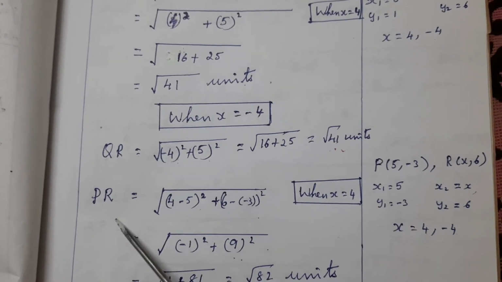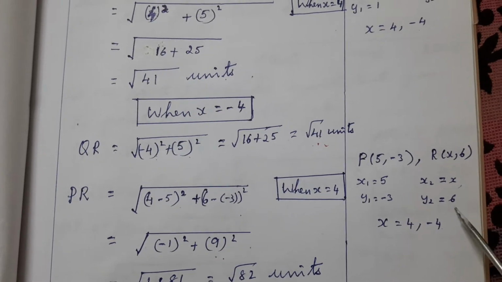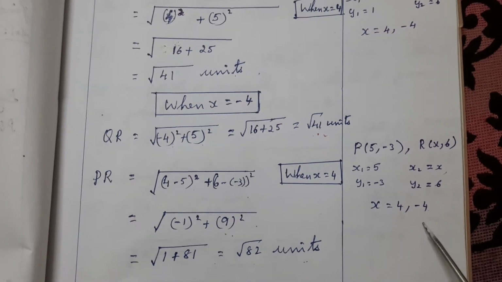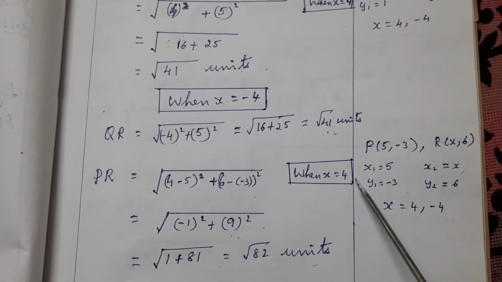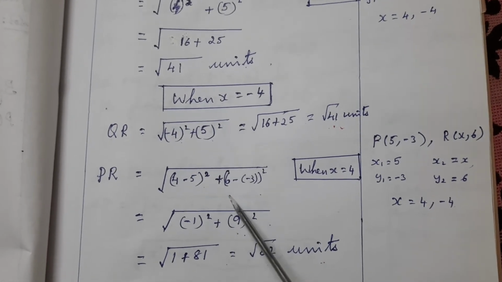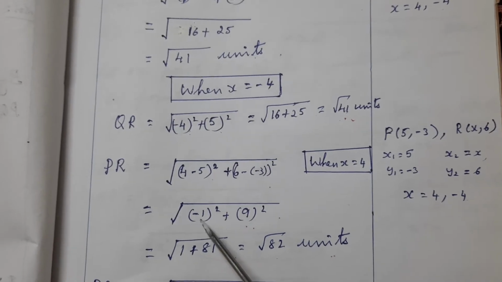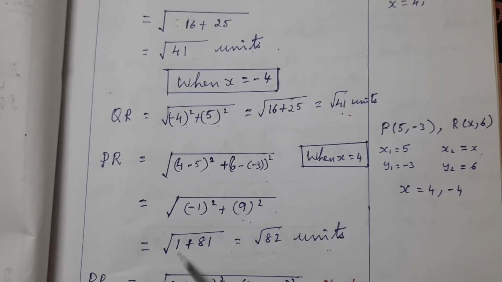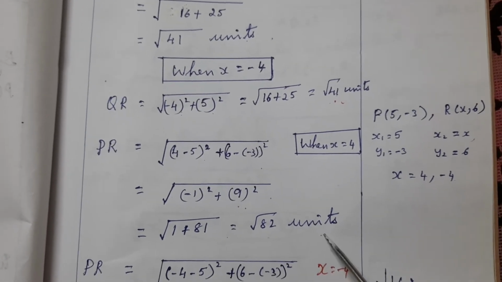Now when I take PR, here P is (x1, y1) and R is (x2, y2). In the same way, the value of R is (x, 6). So now, root of, when I am taking x is equal to 4, root of (4 minus 5) the whole square plus (6 minus of minus 3) the whole square. So minus 1 square plus 6 plus 3, 9 square. That is root of 1 plus 81, that is root 82 units.